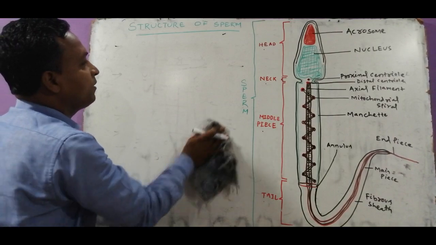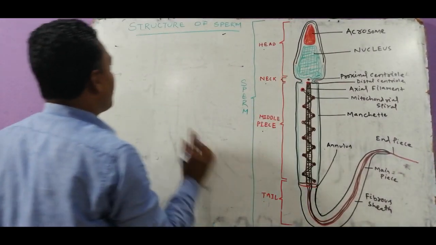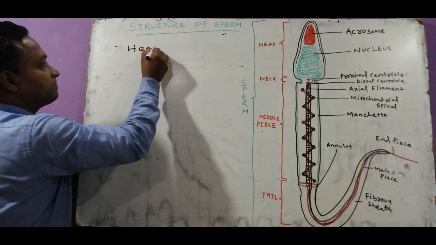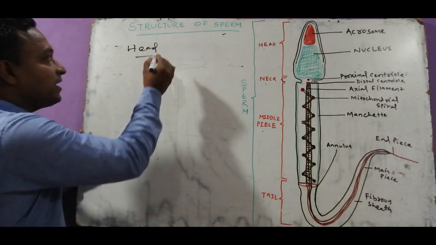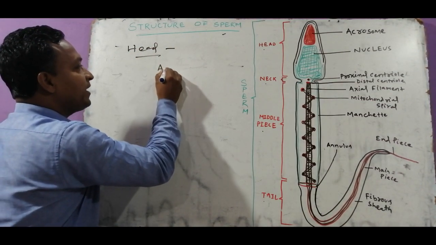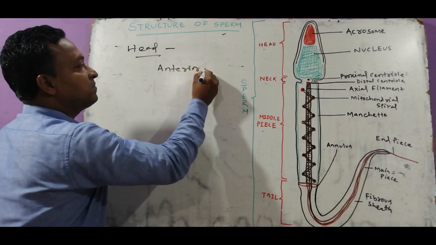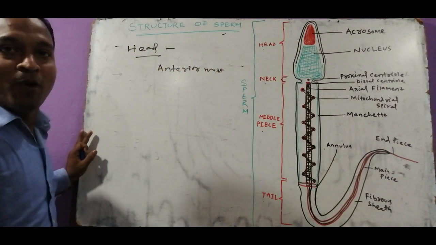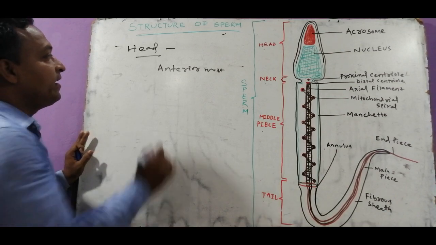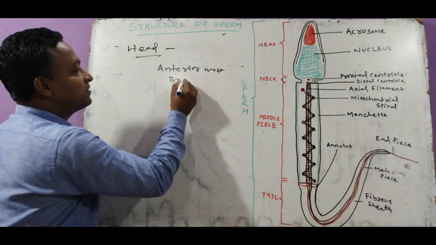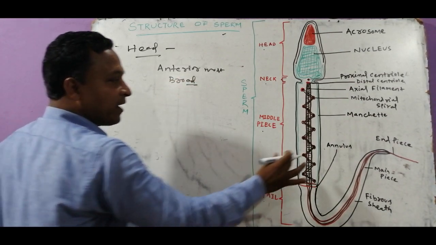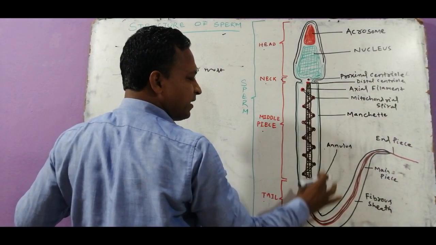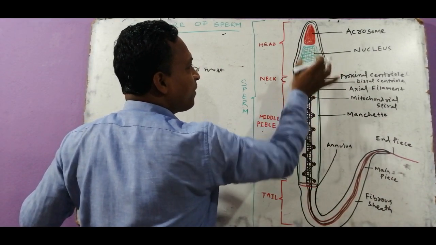First, we are talking about the head part. The head is basically the anterior most part, meaning the first part of the sperm. It is the broad part. You can understand here, the rest is thin, and the head is the broad part.